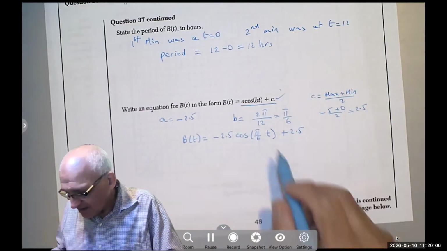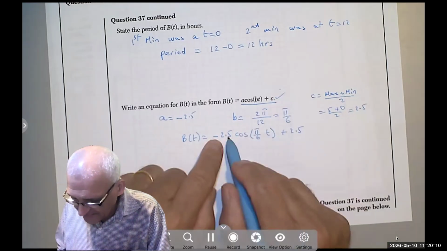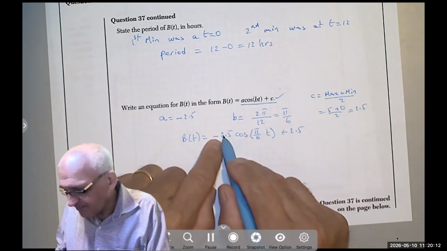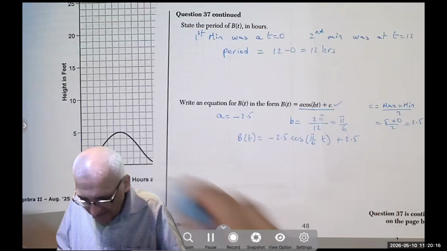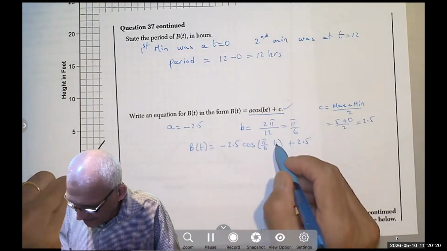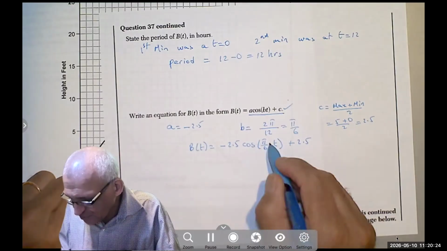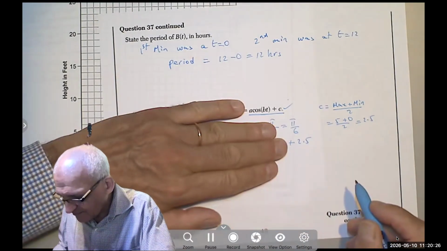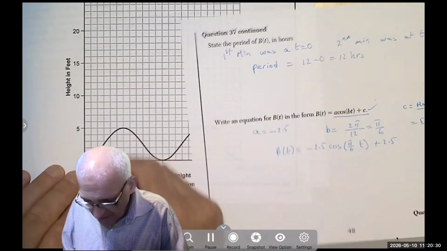You can say, okay, if t is 0, cosine 0 is 1 times -2.5 is -2.5 plus 2.5 is 0. Let's look at the center line. The center line is at 3. So if I say t equals 3, 3 over 6 is 1/2, pi over 2. Cosine pi over 2 is 0, so you don't get anything from this, so you get 2.5, which is, yes, in the middle. The center line is at 2.5.